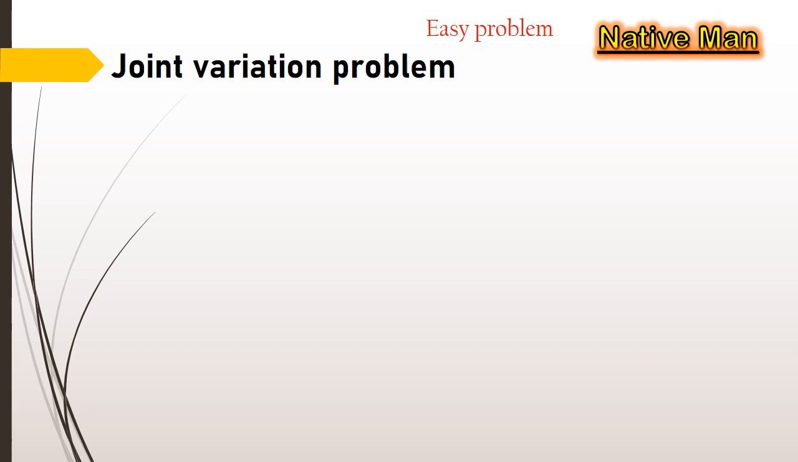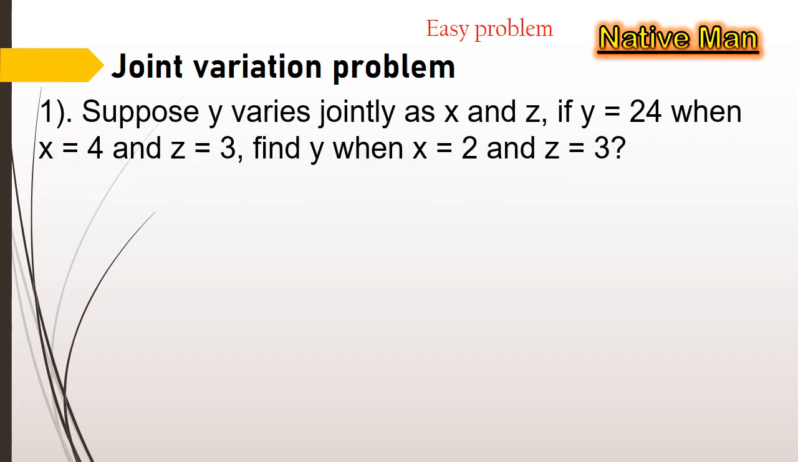Okay, start po tayo ng joint variation problem. Okay, number 1. Suppose y varies jointly as x and z. If y is 24, when x is equal to 4 and z is equal to 3, find y when x is equal to 2 and z is equal to 3.